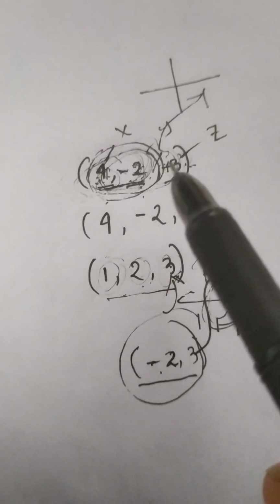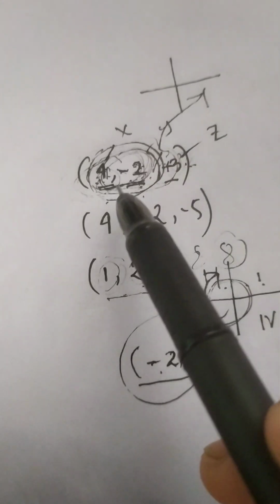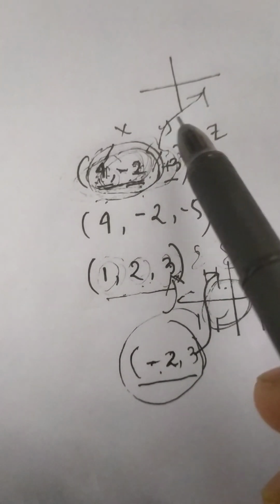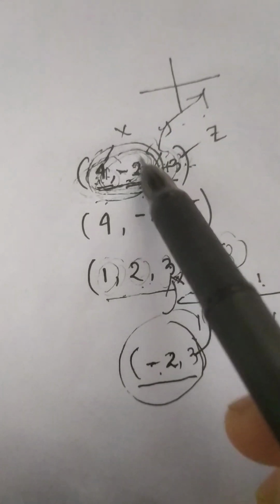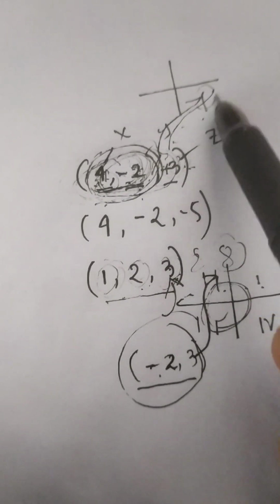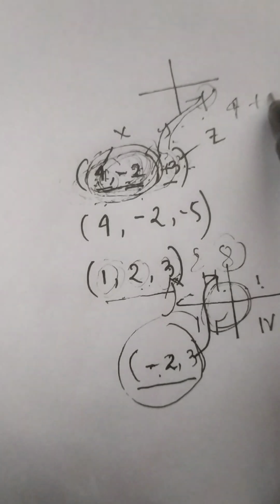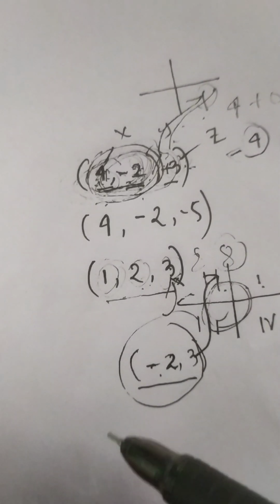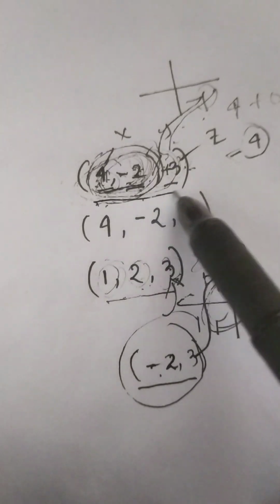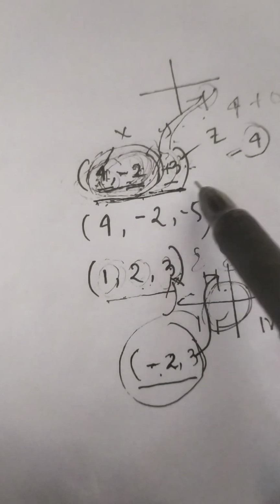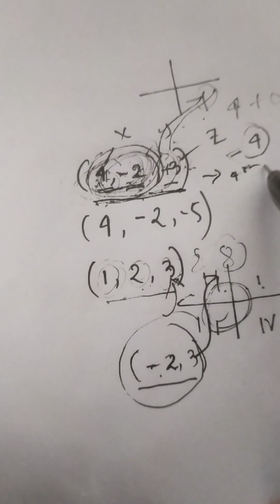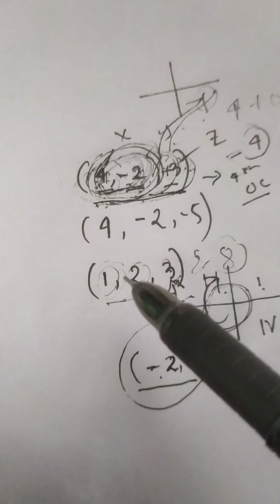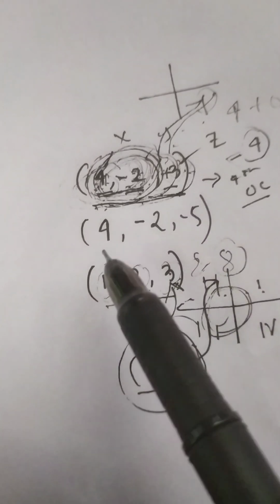So we have to add 0 to the quadrant that we found earlier. That is, we found these two coordinates in the fourth quadrant, so we add 4 plus 0. Then the answer is 4. So this coordinate will lie in the fourth octant. Let's go to the second example.